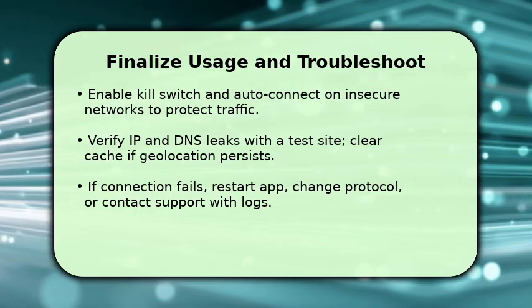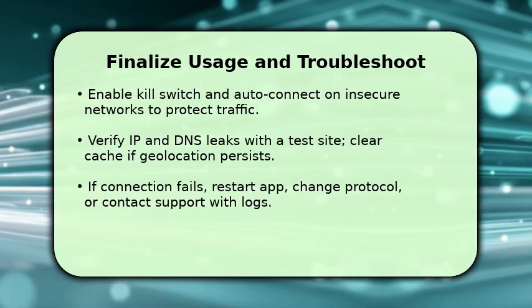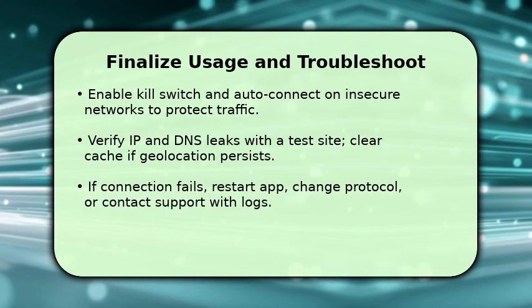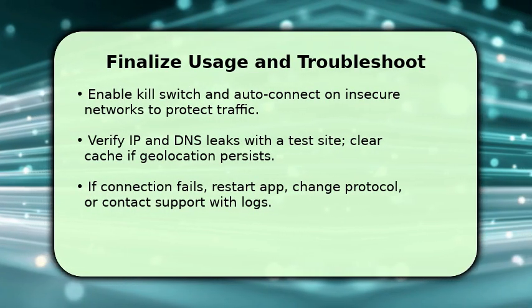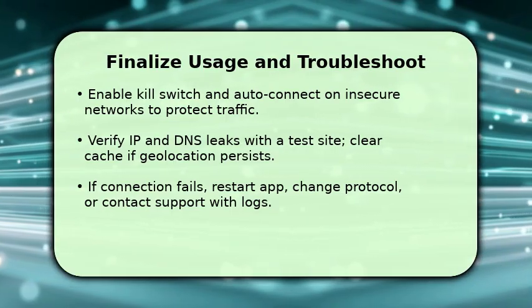If connection fails or speeds are poor, restart the app and try another protocol or server. Finally, collect the app logs and contact VPN Net support if problems persist. They can diagnose routing or authentication issues quickly.